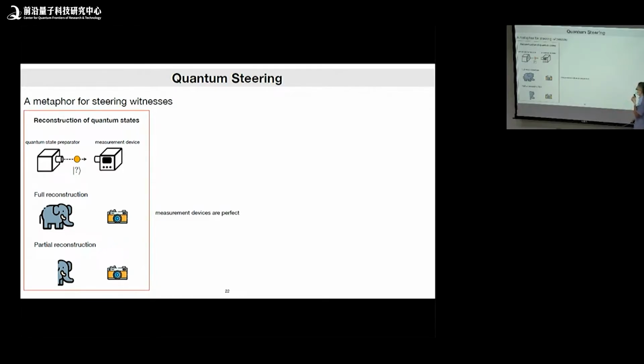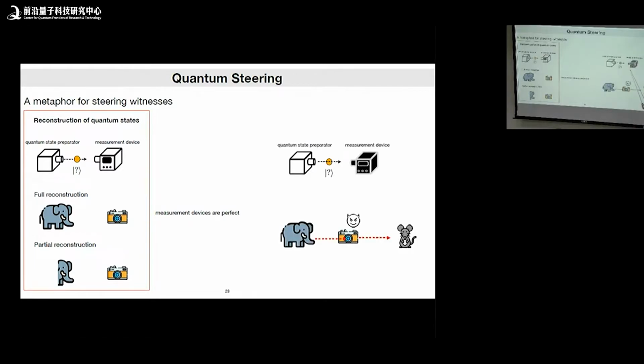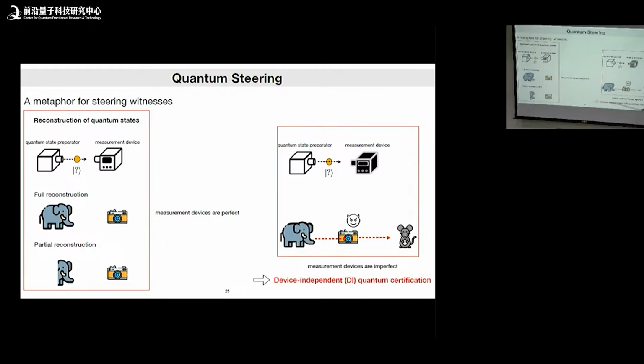And in many situations, this is not the case. Sometimes we cannot control the device in our hands. This means that we cannot fully characterize the observables that we measure in the laboratory. In this metaphor, it means that this camera may be hacked by a third party. For instance, even if the animal in front of us is an elephant, the final picture we see is a mouse. So in this situation, we say that the measurement devices are imperfect. So we need a useful tool called device-independent quantum certification to deal with this situation.